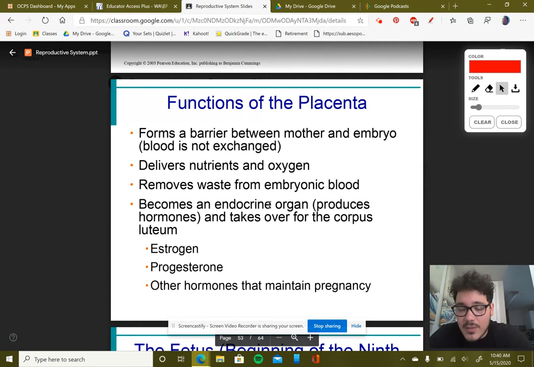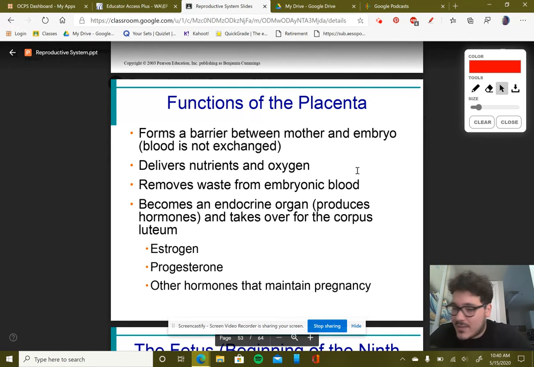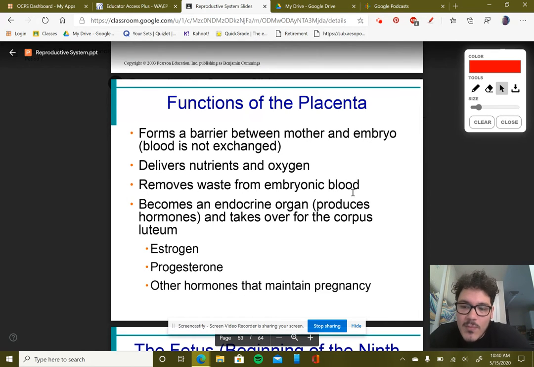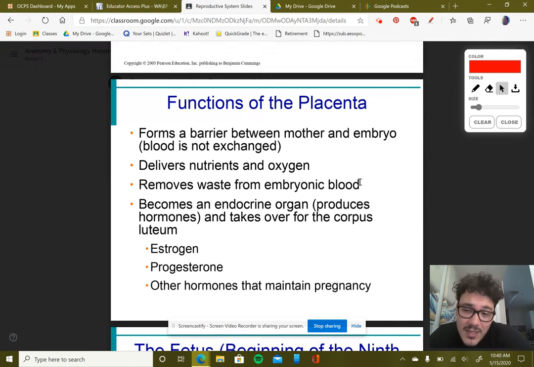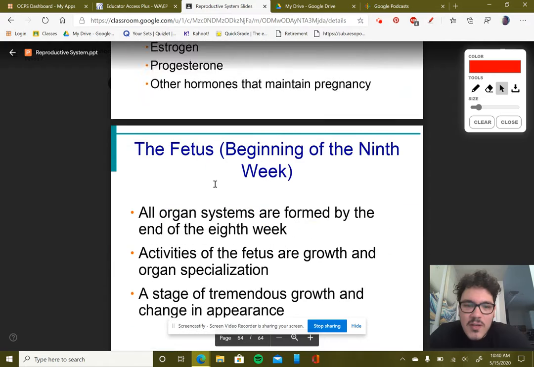Also, we mentioned how the placenta does become an endocrine organ in women, because the ovaries are not functioning during the pregnancy. It makes sense. There are no more eggs that need to be released when there is an egg already fertilized and growing. So again, pretty straightforward stuff.